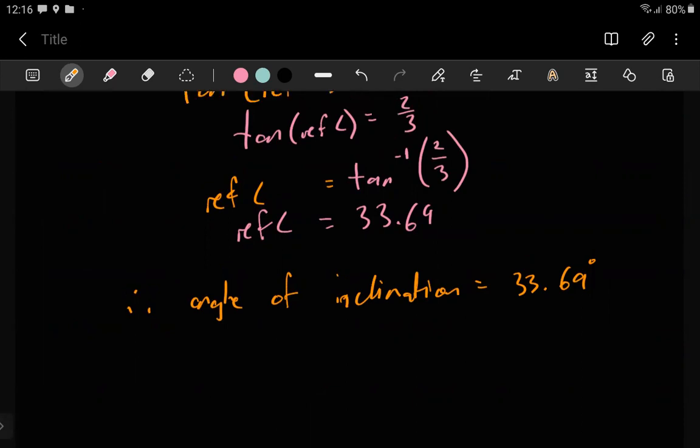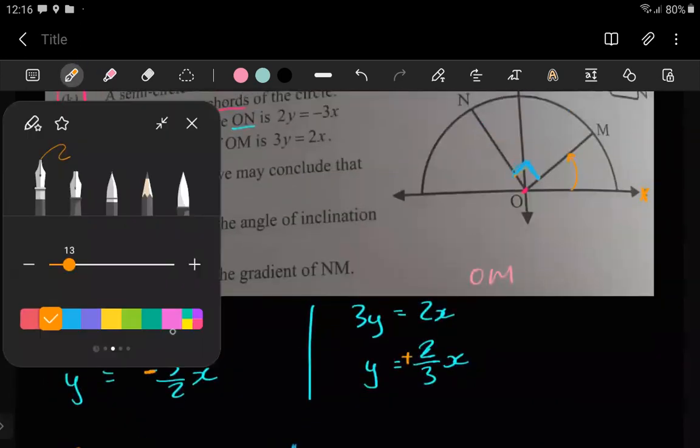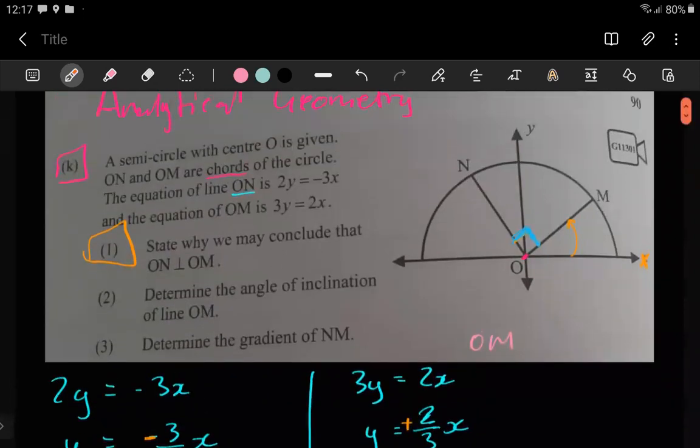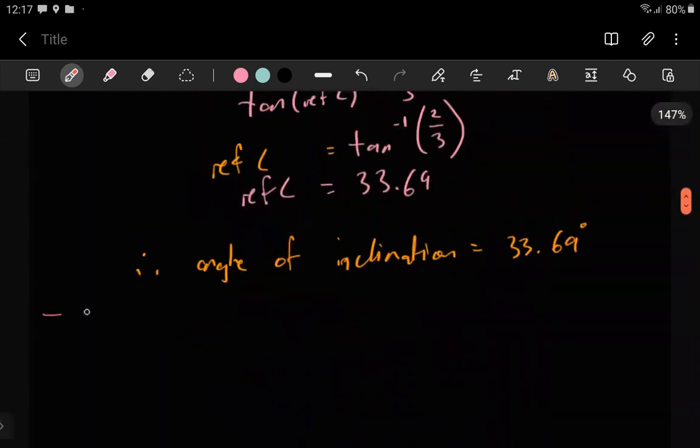The reason I'm mentioning that is, before we look at question 3, if they had asked for the angle of inclination of ON, then they would be asking for this angle. If they're asking for the angle of inclination of ON, this is what we would do. Let's just rule this up here. Oh wait, are we gonna minus it from 180 degrees?